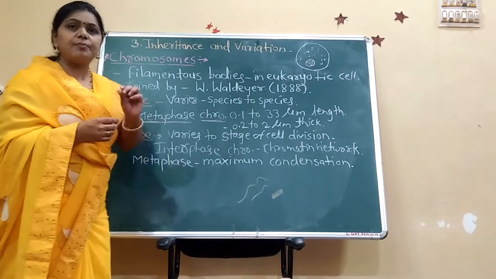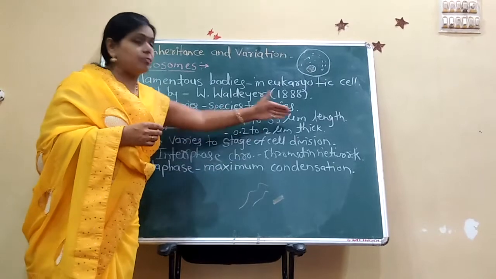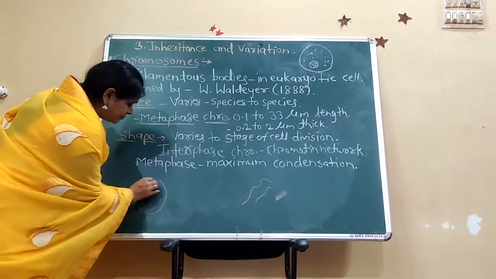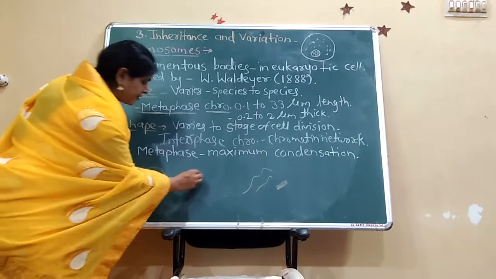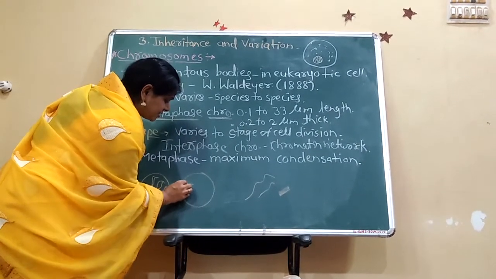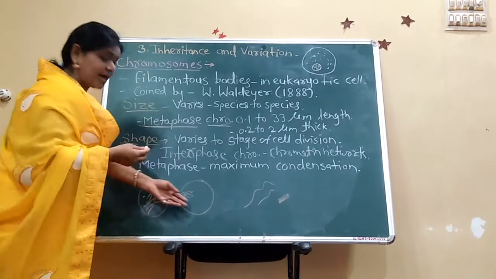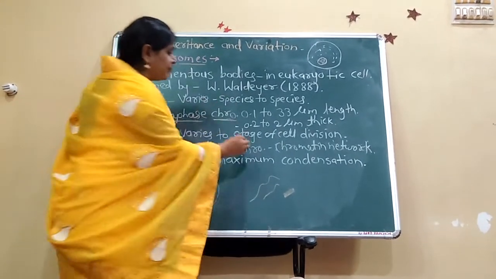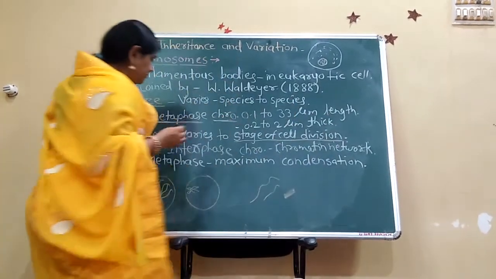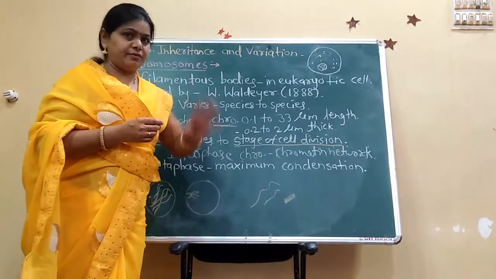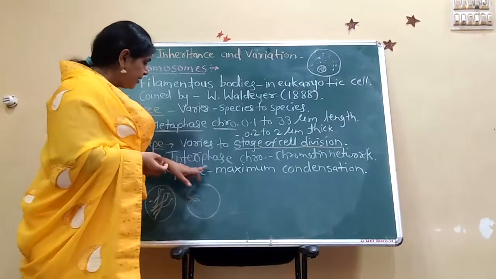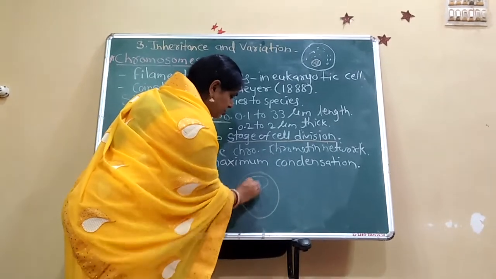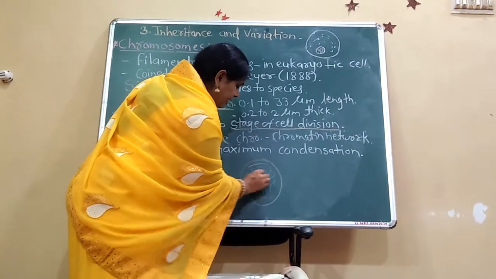Then the shape of chromosomes also varies with the stage of cell division. In prophase the chromosomes are long and thread-like, then in metaphase the chromosomes condense and their thickness increases. The shape of the chromosomes depends upon the stages of cell division. Then interphasic chromosomes form a chromatin network. This is the interphasic chromosome, and these chromosomes are in a network.